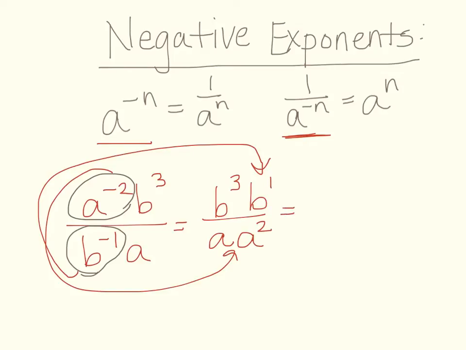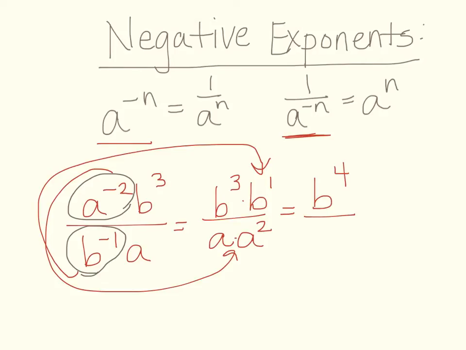Now, I'm not finished. My like terms are not together. I need to put b's with b's and a's with a's. So I need to finish this. This is in essence b cubed times b to the first. And remember, we got to switch gears here. When we multiply like bases, we actually add exponents. So that becomes b to the fourth.